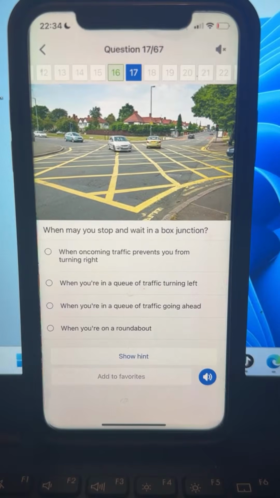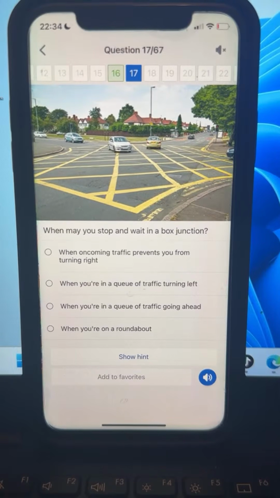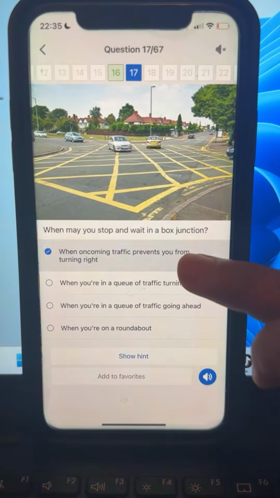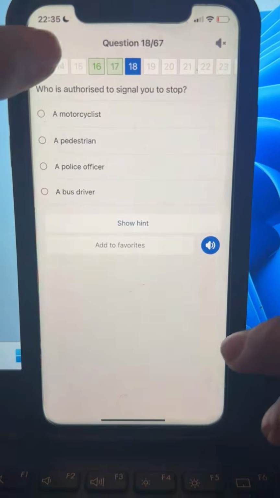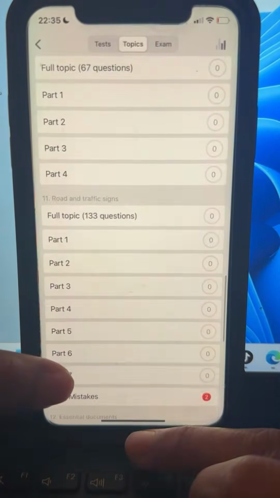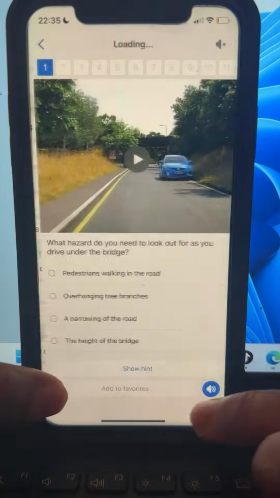Not when you are in a queue of traffic going ahead. No, I didn't say that. Michelle and Latan, no. You may stop and wait in a box junction only if you are turning right. If you're going straight ahead, no. If you're turning left, no. Only if you are turning right. Yep. When oncoming traffic prevents you from turning right. I'm going to show you a quick video to explain that.